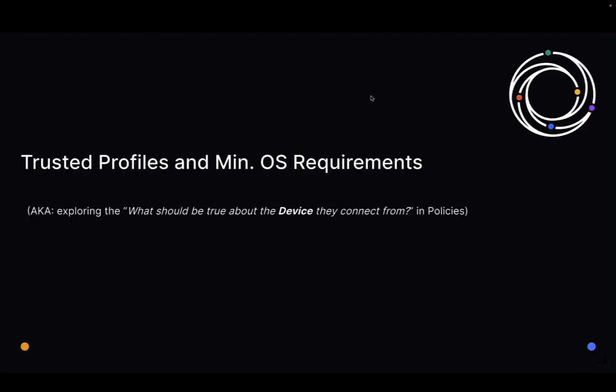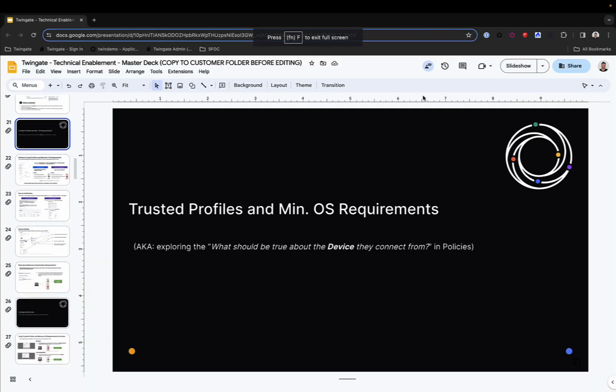Let's follow up our discussion on security policies with a deep dive into trusted profiles and minimum OS requirements in TwinGate, which really means that we're going to explore one of the questions that resource policies answer, and that question is, what should be true of the device a user is connecting from in a policy? So we're going to explore that and what that actually means in practice.